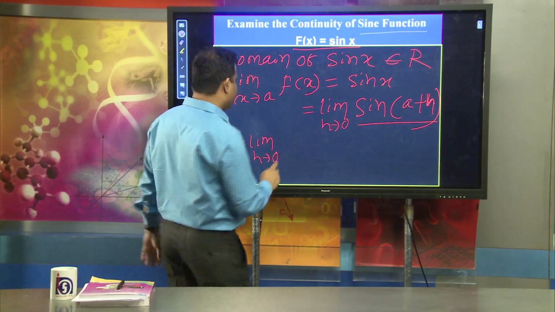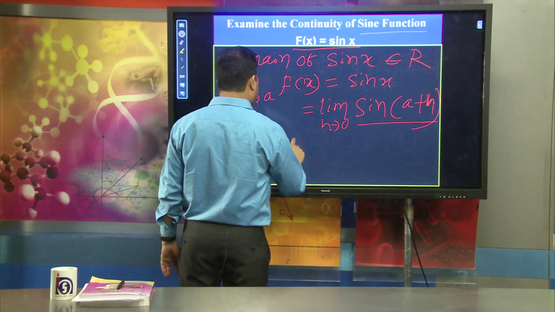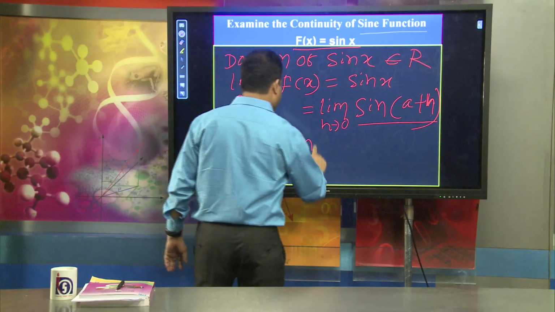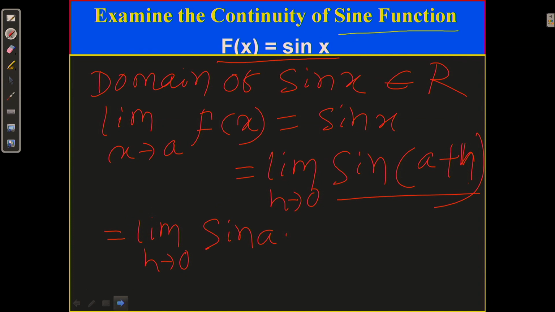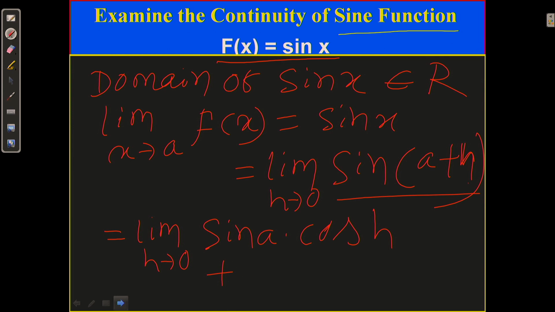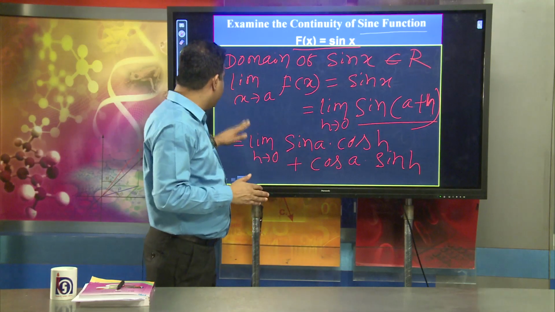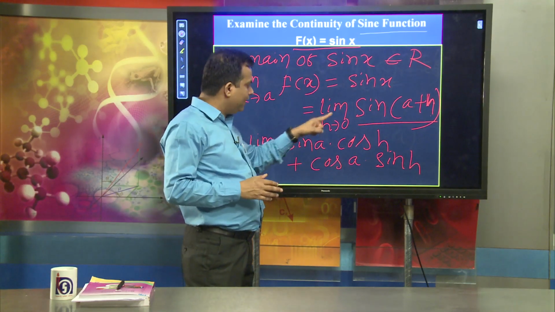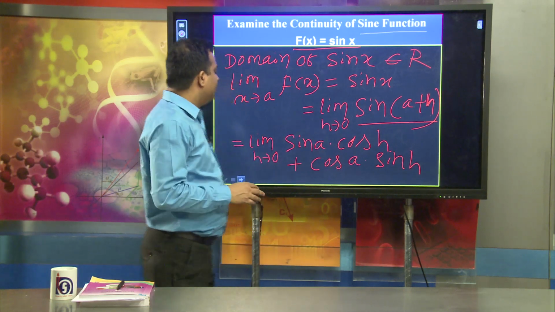That means, we can write limit h tends to 0 of sin a cos h + cos a sin h. This is the formula. What do we get? We have just directly put the formula. So, we get limit h tends to 0 of sin a cos h + cos a sin h.